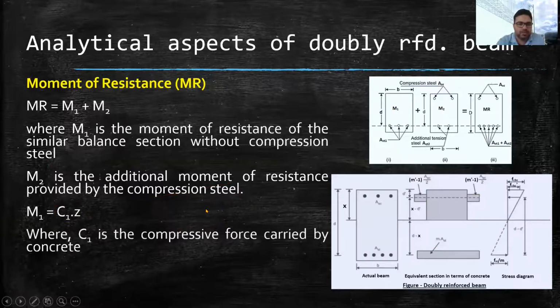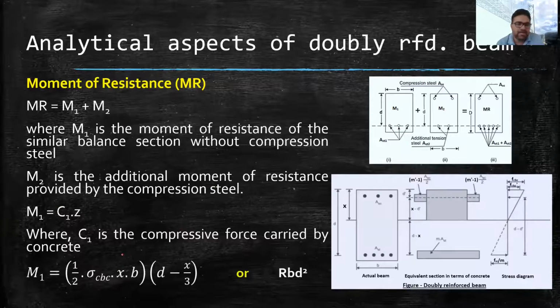So that becomes the formula. C is average stress multiplied by the area. So stress into area becomes the compressive force, multiplied by the lever arm. I hope you remember, this is the same formula that we have used for the singly reinforced beam as a balanced section, or in other words we call it RBD square. So that is the value of M1. Now we will see how we find the value of M2.